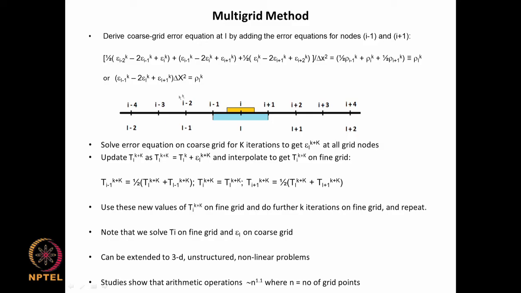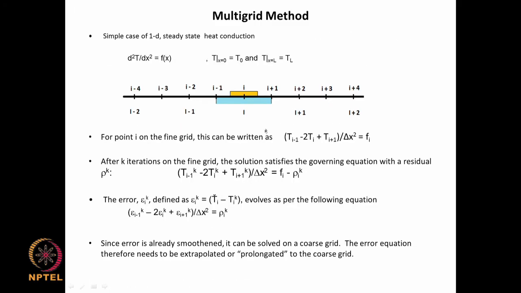So, now if you look at this, you have error expressed at coarse grid points capital I minus 1 and capital I plus 1 with a corresponding residual, and this can be written for all the points. So, this will give us coefficient matrix A times error on the coarse grid equal to the residual. This equation can be solved because the right hand side is known and is derived from the residual, which is computed by solving this equation for small k number of iterations.